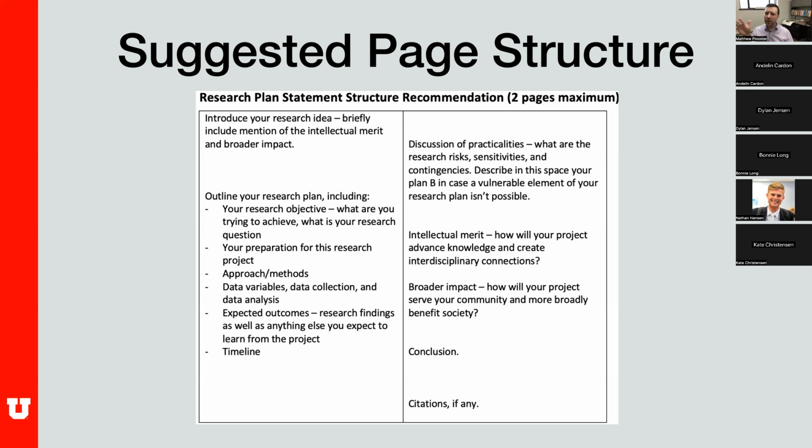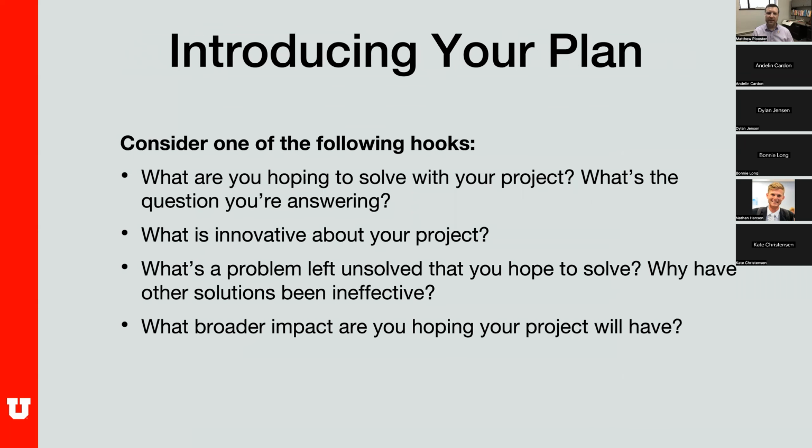Then moving on to your second page, discuss the practicalities. What are the research risks? Are there different vulnerabilities or sensitivities that you need to address and acknowledge? And then what are your contingencies? What are those plan Bs that you have to take into account? Then you have your intellectual merit under a specific header, and then your broader impacts, again, under a specific header, and then your conclusion, and then any citations that you have, you would then list them there.